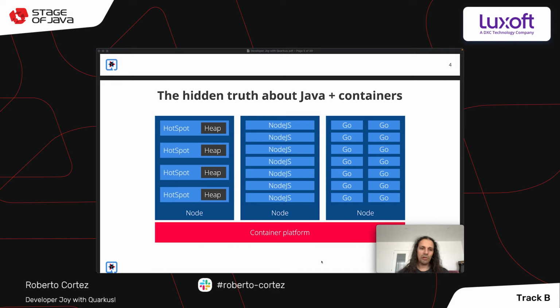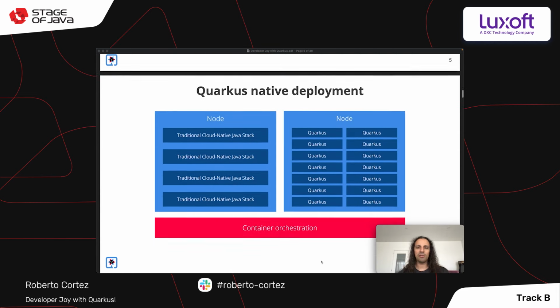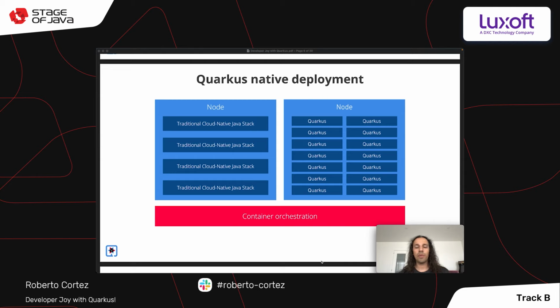So we tried to come up with something that allows Java to have a more similar behavior to other technologies. And Quarkus makes that promise that with the same amount of resources, you can fit way more Quarkus nodes than you would be able to fit of a traditional Java application. So that's one of the promises that we want to make with Quarkus.